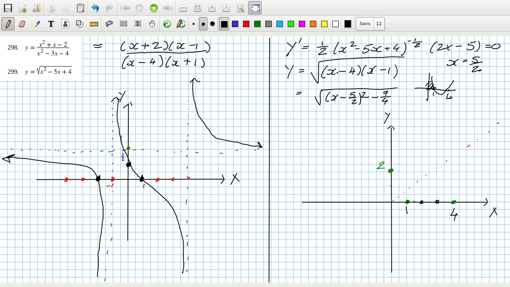Because if it's less than 1, like if it's 0, for example, it'll be positive, and has to be more than 4. So it's not defined here. So I'm kind of guessing it'll be sort of like this. And it'll be asymptote here. Maybe something like this.